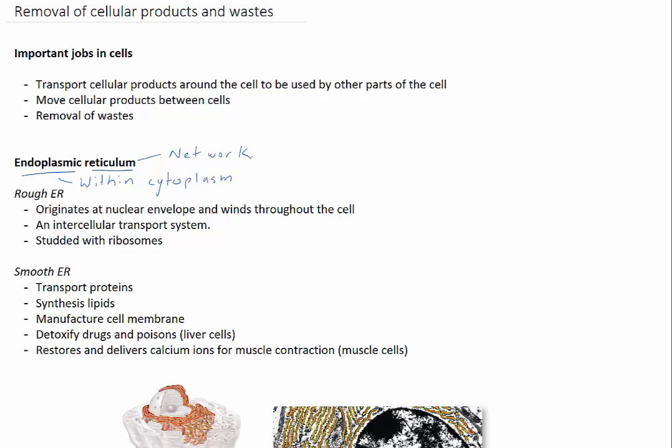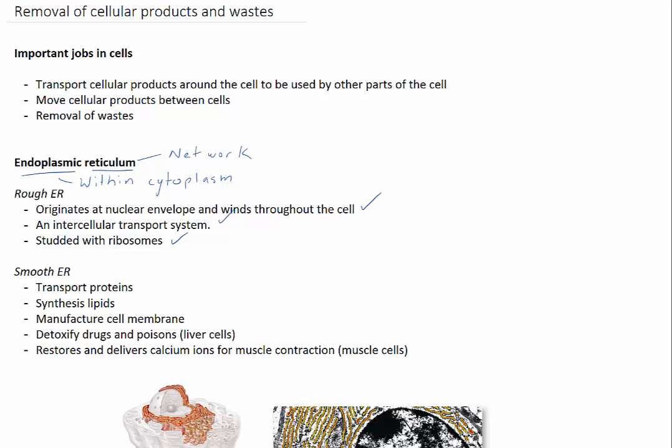The endoplasmic reticulum originates at the nuclear envelope and winds throughout the cell. Close to the nucleus, the endoplasmic reticulum is studded with ribosomes. And these ribosomes make proteins that enter the inner compartment of the endoplasmic reticulum. These proteins are destined to be secreted from the cell. Therefore, the ER is actually an intercellular transport system, transporting proteins from one cell to another. And of course, the rough ER gets its name from the ribosomes that give these membranes a roughened appearance.